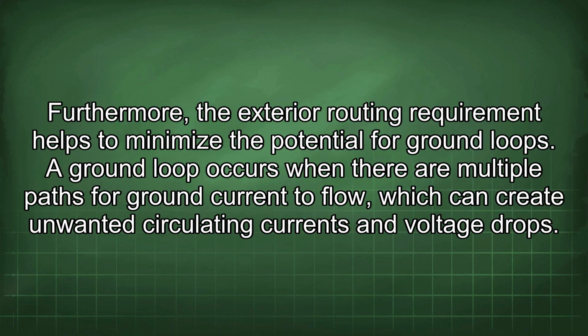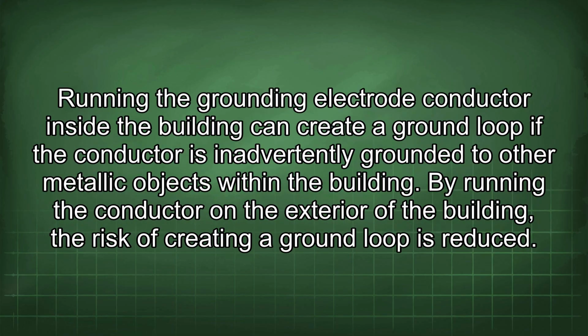Furthermore, the exterior routing requirement helps to minimize the potential for ground loops. A ground loop occurs when there are multiple paths for ground current to flow, which can create unwanted circulating currents and voltage drops. Running the grounding electrode conductor inside the building can create a ground loop if the conductor is inadvertently grounded to other metallic objects within the building. By running the conductor on the exterior of the building, the risk of creating a ground loop is reduced.